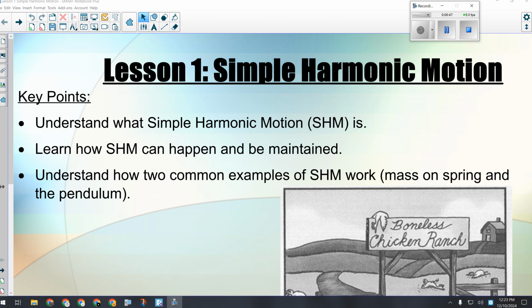So, Unit 4 has to do with two things. Simple harmonic motion, that's kind of the first third to half, and waves, that's the second half. The reason we do simple harmonic motion first is because simple harmonic motion is usually what produces waves, so it makes sense to do that first. We're going to be going over what simple harmonic motion is, how it can happen and be maintained, and we're going to look at two common examples of simple harmonic motion. That would be a mass oscillating on a spring, or a pendulum.